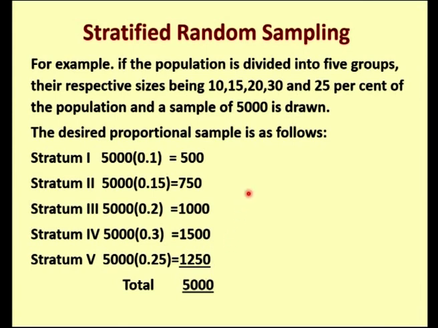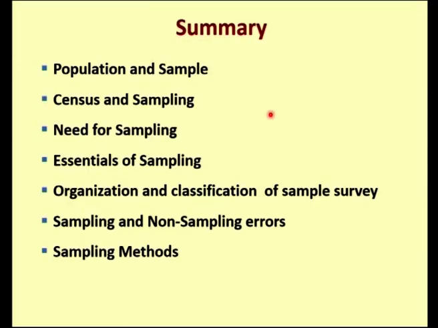I can now give you a summary of our discussion. We have seen population and sample, census and sampling, need for sampling, and essentials of sampling. We have seen how to organize the sample survey, how to classify the sample survey, and the different types of errors in conducting a sample. Other than sampling error, we have also seen non-sampling errors, and the methods that can be used to take a sample from the population.